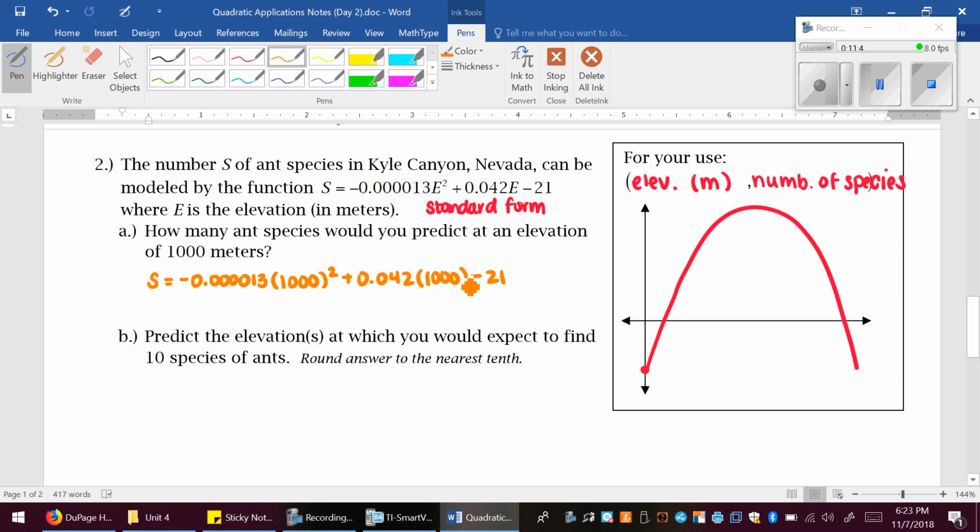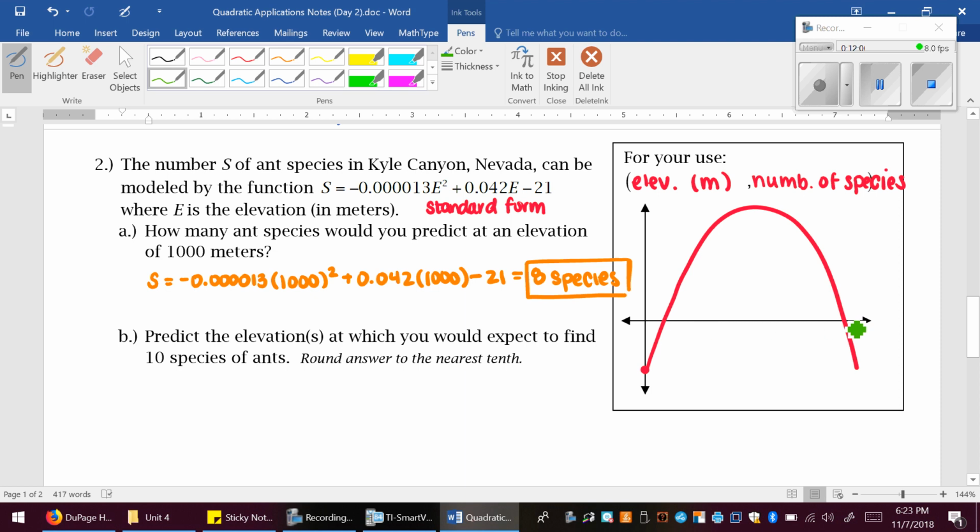Type that into your calculator. It should give you 8. That's your number of species. Part B says, predict the elevations at which you would expect to find 10 species of ants.